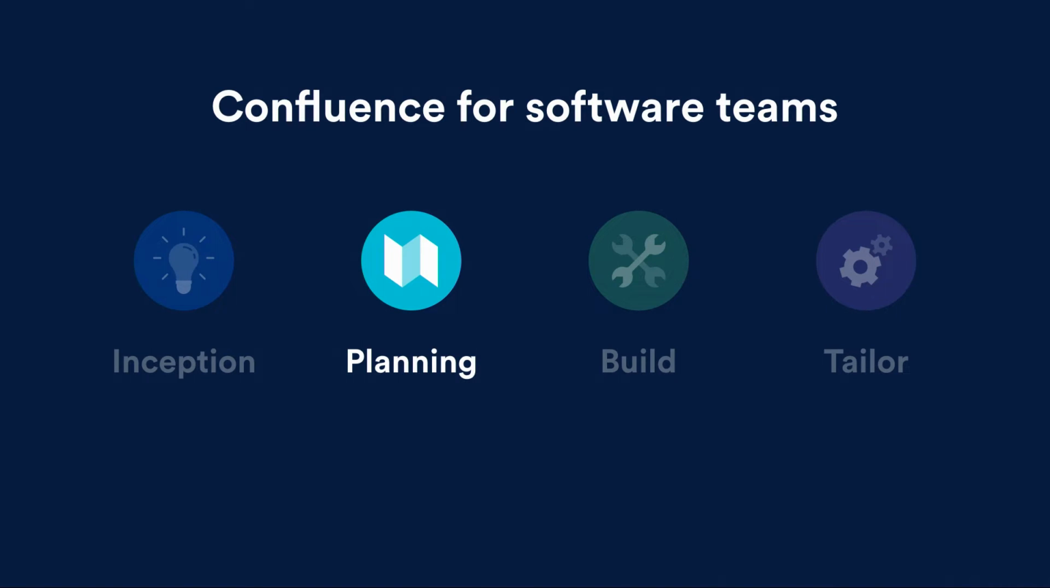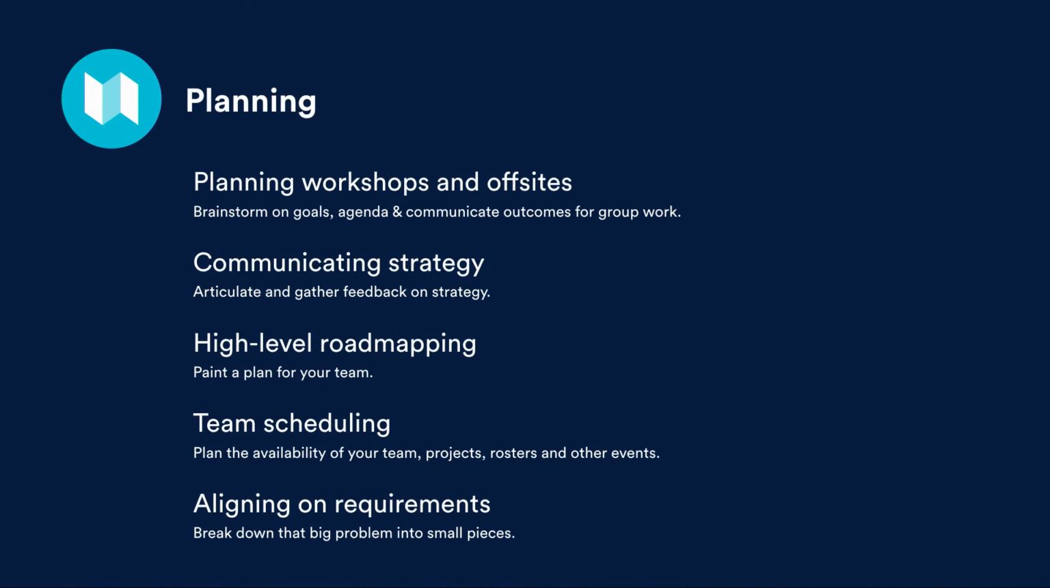All right, so next up, the planning phase. You've done some research, you're ready to start thinking about, all right, what are we planning, what are we going to build, how are we going to build it? And Confluence can help with a lot of things here. This is probably the main thing Confluence helps with in a software development lifecycle. Everything from planning workshops and offsites to communicating strategies, high-level roadmap plans or release planning and team scheduling, and then probably the primary use case is aligning your team around requirements.